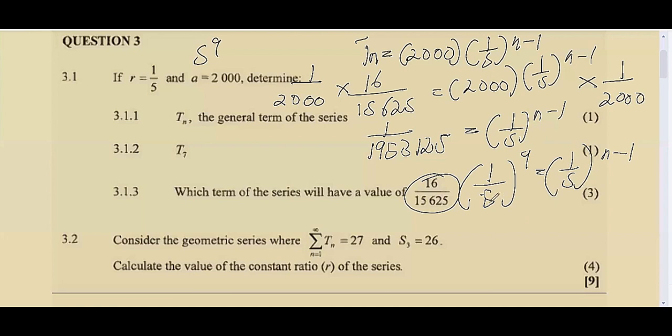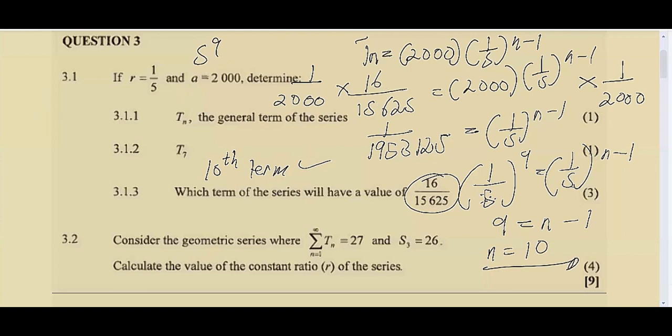Now, at this point, look at this. We have the same bases, right? So the law of exponents says if we have the same bases, we can drop down the exponent. So that means we have 9 is equal to n minus 1. Now, looking for n, we can take this negative 1 and transpose it over to this side. Now this is n equals 9 plus 1, that's equal to 10. So which term of the series will have a value of 16 over 15,625? It is the 10th term.